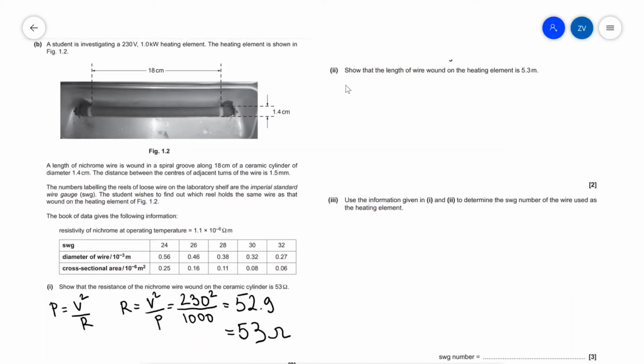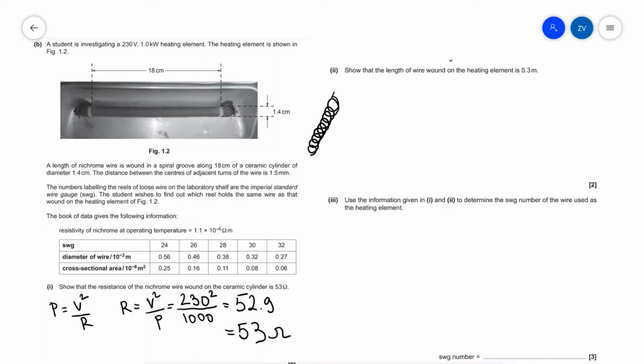Okay, next part: show that the length of the wire wound on the heating element is 5.3 meters. We just have to imagine that there's wire and it goes around in circles all the way across there. So we're going to have a number of essentially circumferences along this heating element. What is actually happening is you're taking a wire and you're winding it again and again and again.